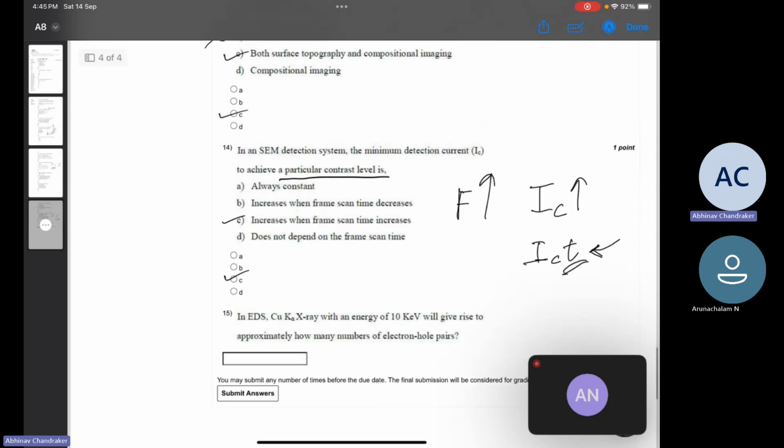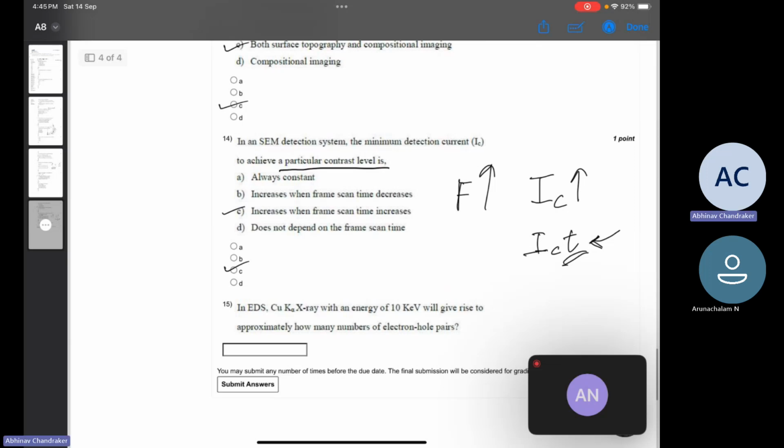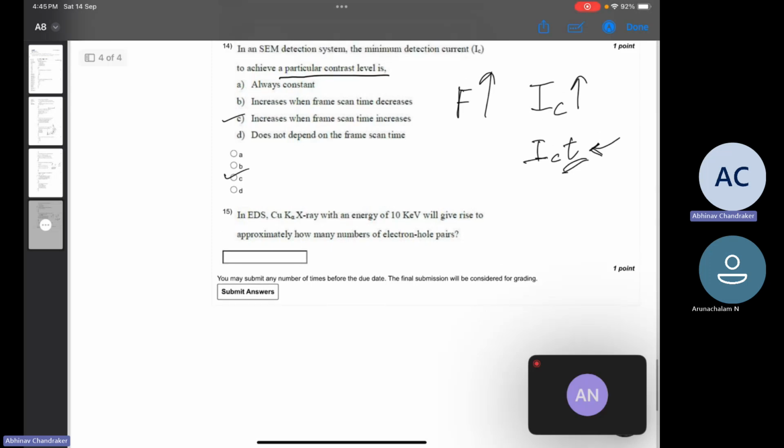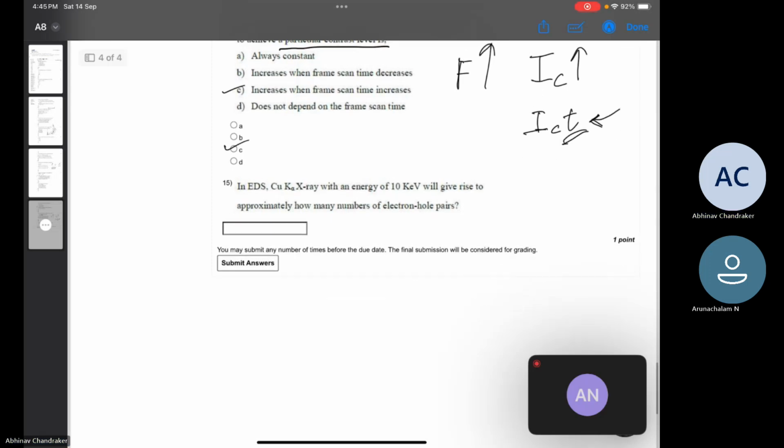This can also be seen from the plot corresponding to this in the lectures. You can go back to it and see. The last question is in EDS. If there are any doubts related to these, you can let me know. Last question in EDS: Cu K alpha X-rays with energy of 10 keV will give rise to approximately how many electron hole pairs?